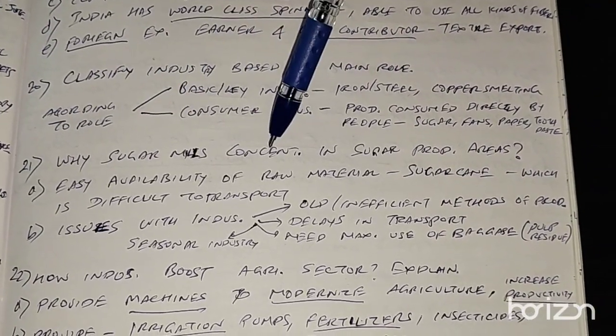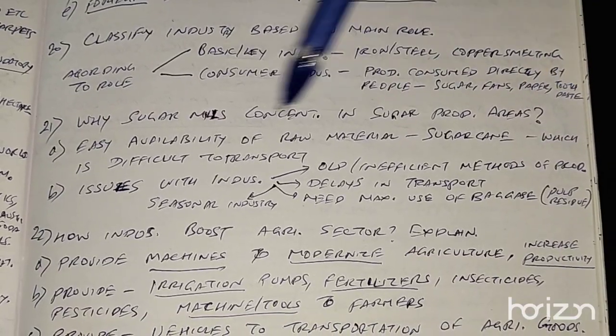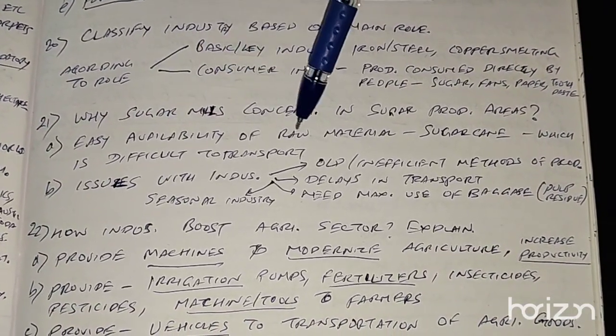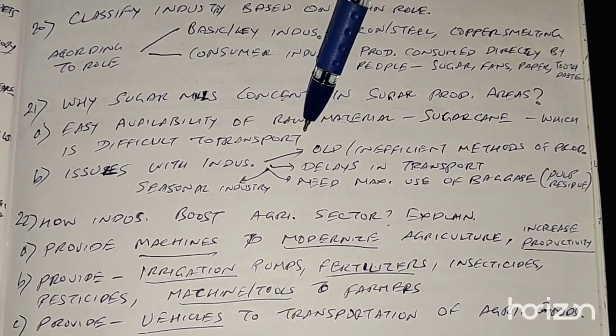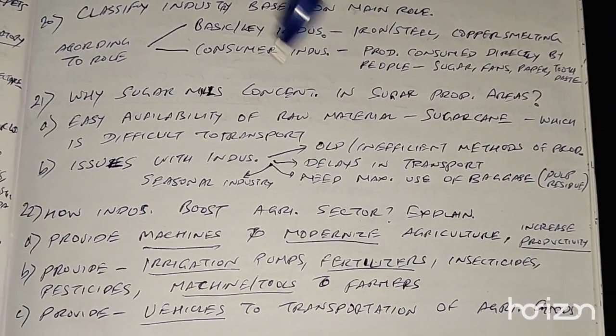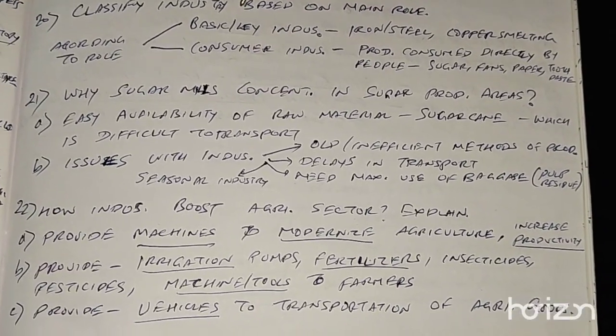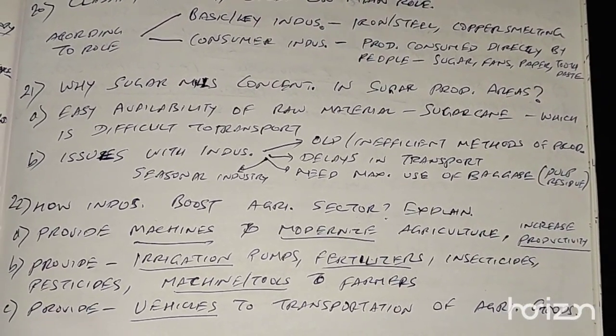Why are sugar mills concentrated in sugar producing areas? Okay, because of easy availability of raw material such as sugar cane, which is difficult to transport. So once you cut the sugar cane, instead of transporting it, if the industry is nearby, the sugar cane is processed and sugar and jaggery are created.